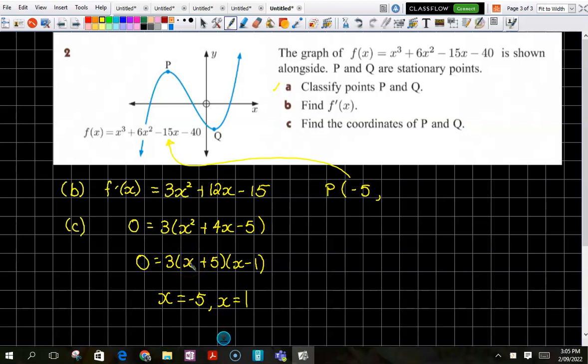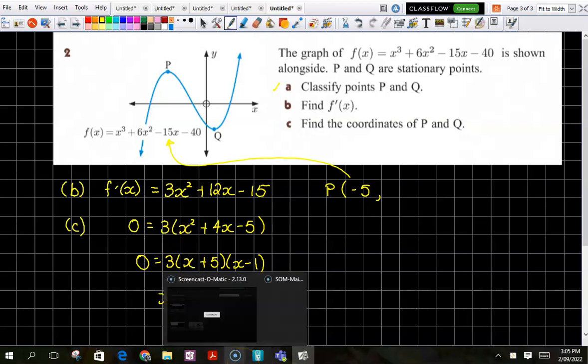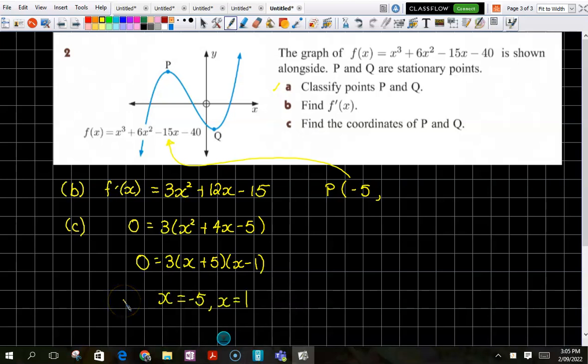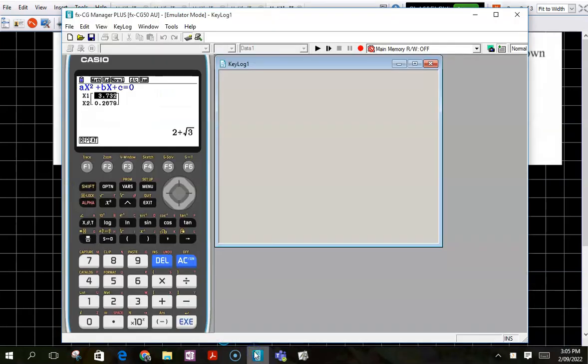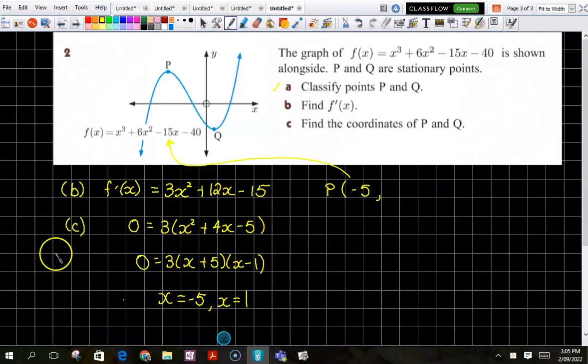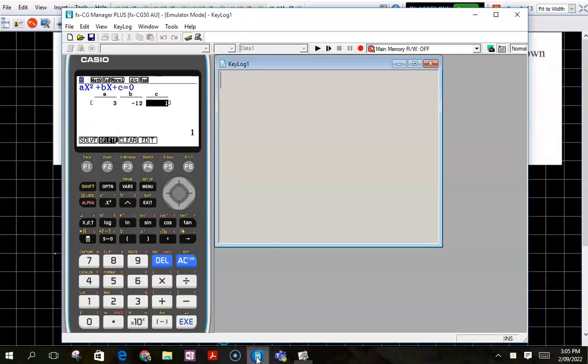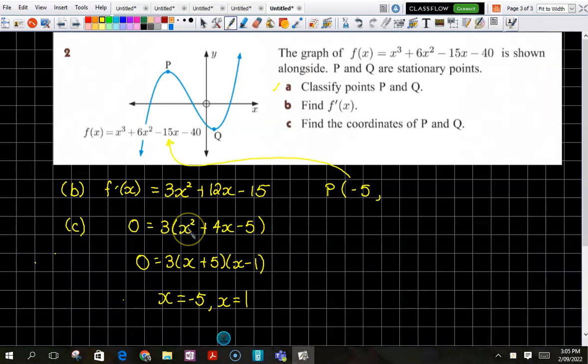Now, I just can't be stuffed opening my calculator. But you could just pop this into your calc. 3, negative 12, negative 15. Yep. But I'd like to think if it's factorisable, you'd notice and you didn't even have to go to your calculator, but always, I guess, double check.